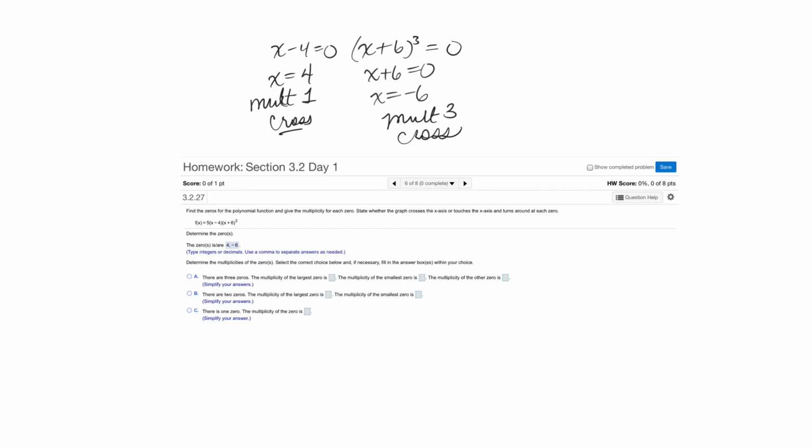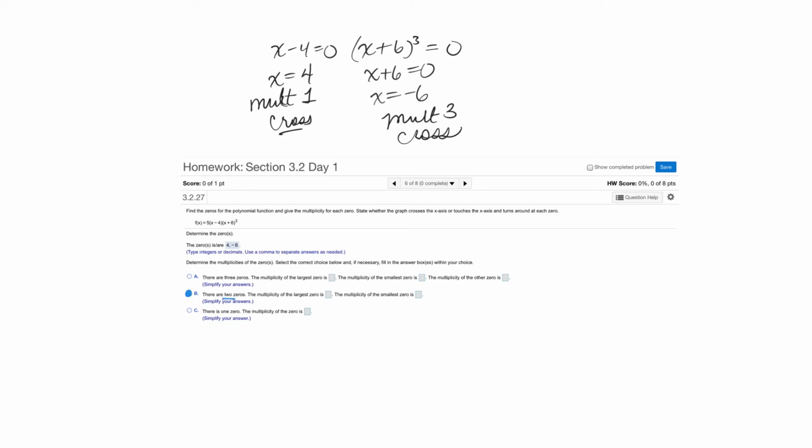So A says there are 3 zeros. The multiplicity of the largest 0 is, the multiplicity of the smallest 0 is, the multiplicity of the other 0 is. Okay, there are not 3 zeros. There are 2 zeros. So I'm going to go ahead and click in this, select B, right?